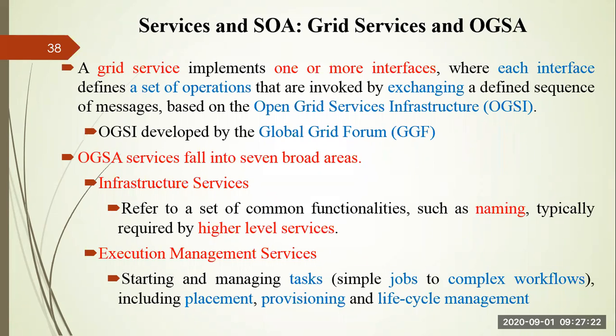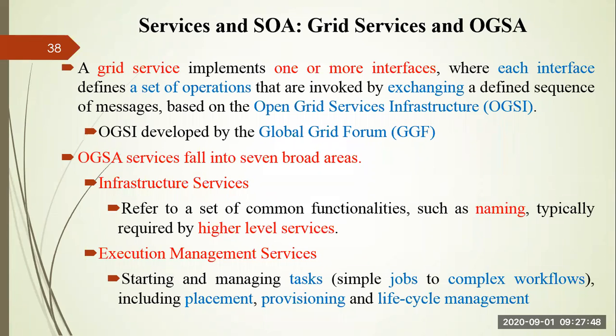The first one is called infrastructure services. Infrastructure services refer to common functionality such as naming the resources. Whatever resources are available in the infrastructure, you can name them, or provide a unique name to each and every service, typically required by higher level services. So these services can be provided by OGSA.